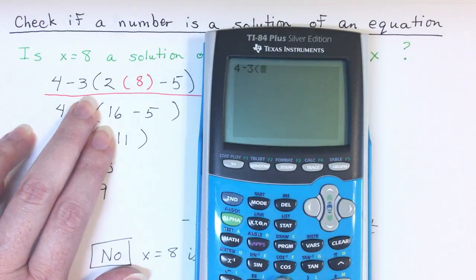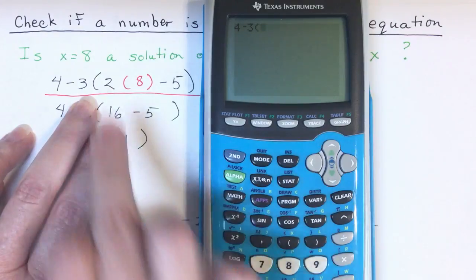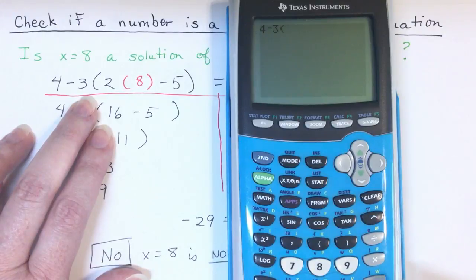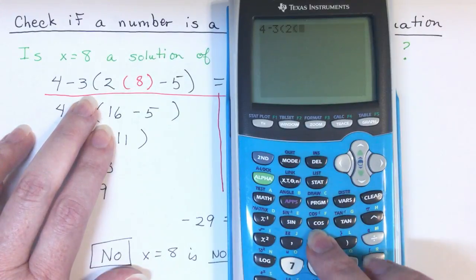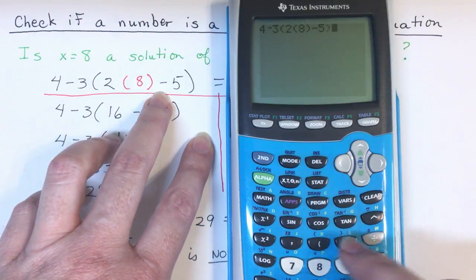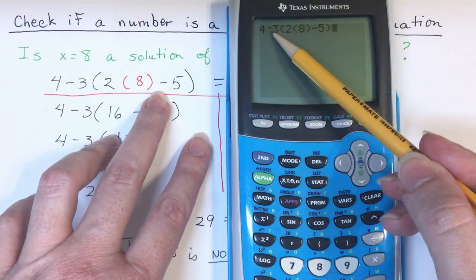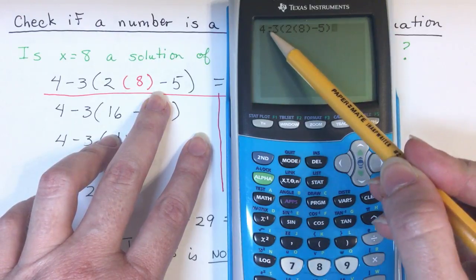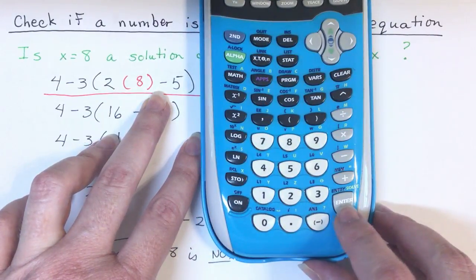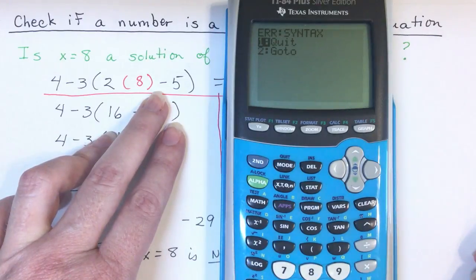Minus 3, use the parentheses. I can open and close parentheses, just write it out just like I want it to look. 4 minus 3 times 2, open parentheses, 8, close parentheses, minus 5, close parentheses. Now remember, I've used the wrong sign here. You can see again, subtraction, negative. So when I hit enter, my equals down here, I'm going to get an error. And it says syntax error.